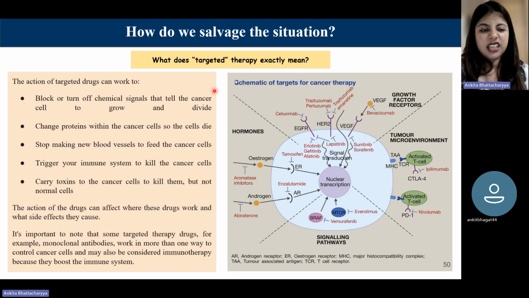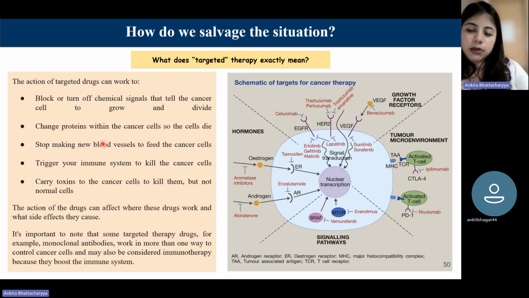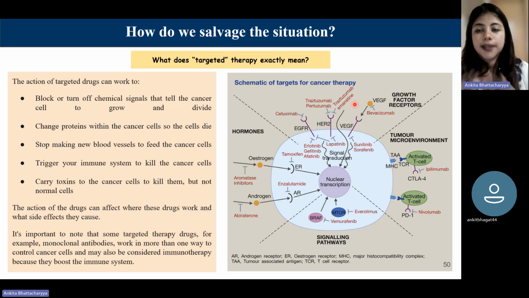So, I will be discussing immunotherapy in further classes, so maybe we'll not go there right now. But I'll just show you some examples of some names of cancer drugs. Basically, if you see here, you look at different subclasses for cancer therapy, schematics of targets for cancer therapy. The first major class is growth factor receptors. You've already studied a lot about it and you have some idea about the way in which it works.